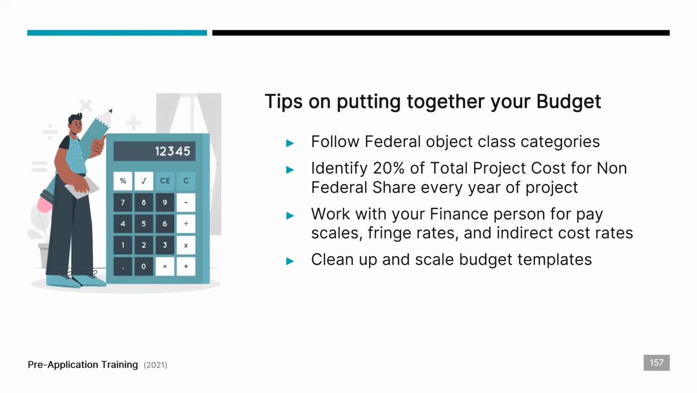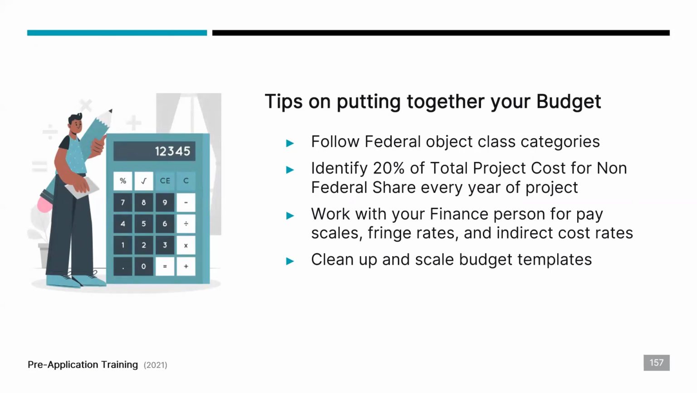Okay, so I'm moving on. The next one is work with your finance person. If you have a finance department, go over pay scales, your fringe rates and indirect costs. Make sure you get those accurate numbers for your application, be as accurate as possible.